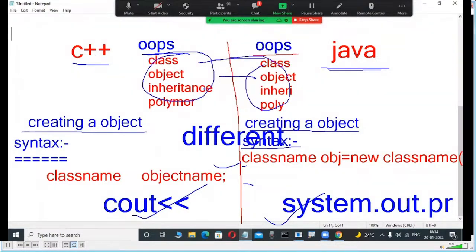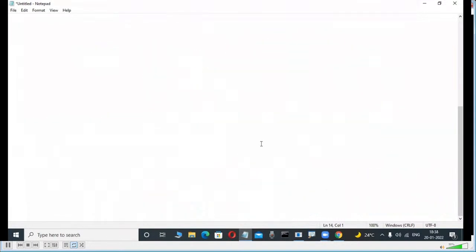What is a class? What is an object? What is inheritance? What is polymorphism? Same. But syntactically totally different. Why? Because those are two different languages. Two different products from totally different companies. That's why functions are different, and the syntax is also different. Same like here also. Observe here.